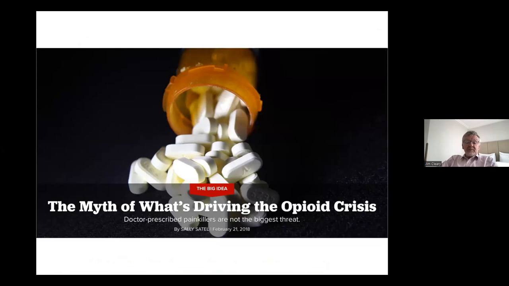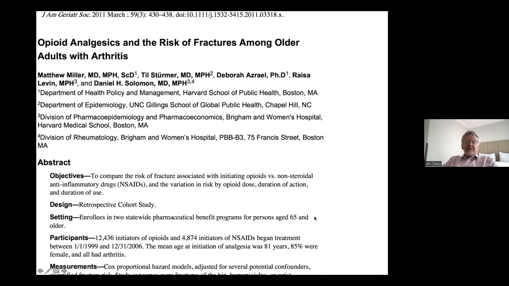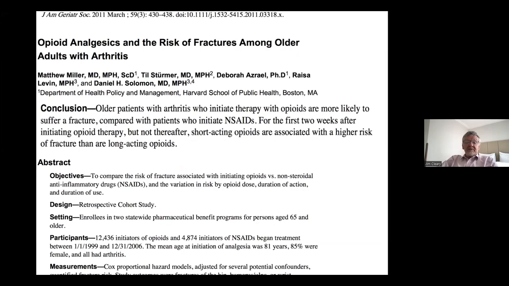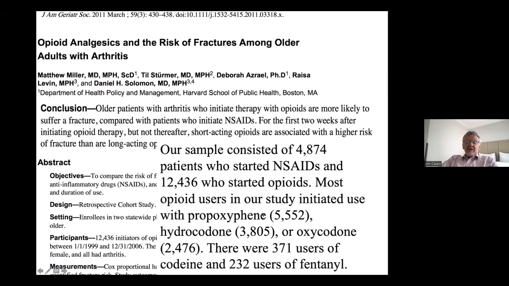But doctor-prescribed painkillers are probably not the greatest threat. This is an article that came out in the popular lay press saying that we need to look carefully at this. Here is a study saying that there may be increased fractures associated with the use of opioids and falls, and that has often been quoted. So again, look at the data. Older patients on opioids may have more falls, with the associated risk in the first 2 weeks. But if we look at the data, most of the people they studied were on propoxyphene, an opioid that we don't recommend because of the risk of falls in the elderly. So look carefully at the data as you go forward, so you can have an appropriate balance. We do not use propoxyphene, although it was very commonly used in the United States.